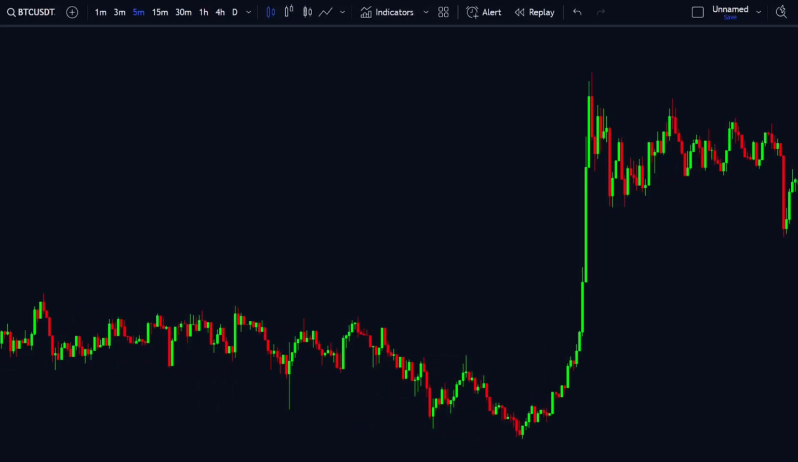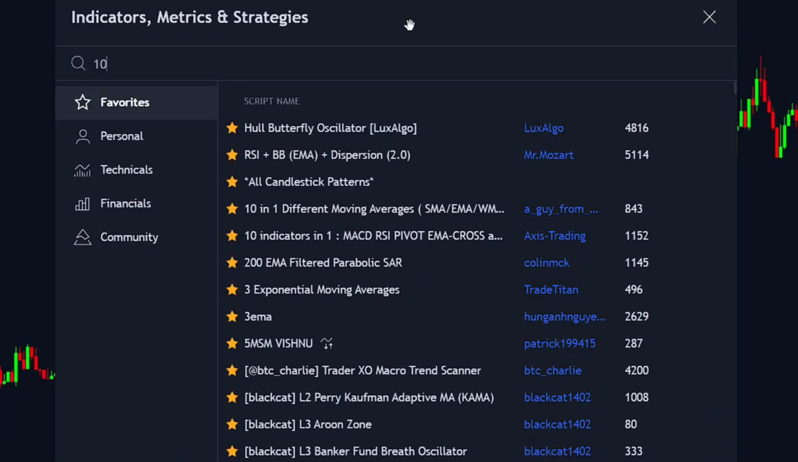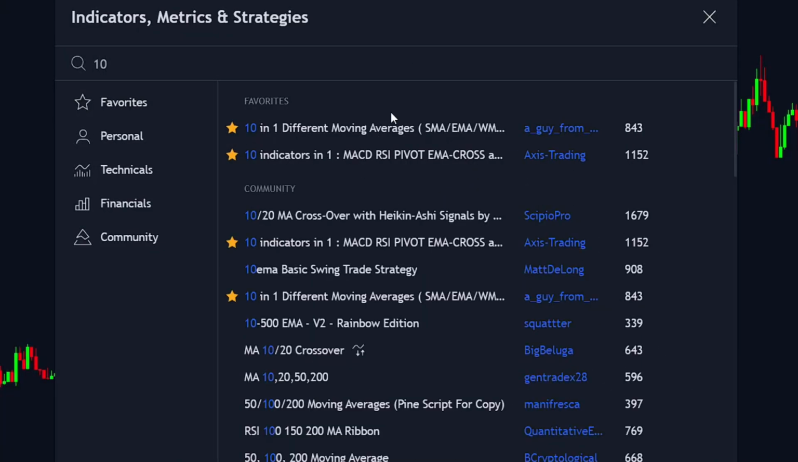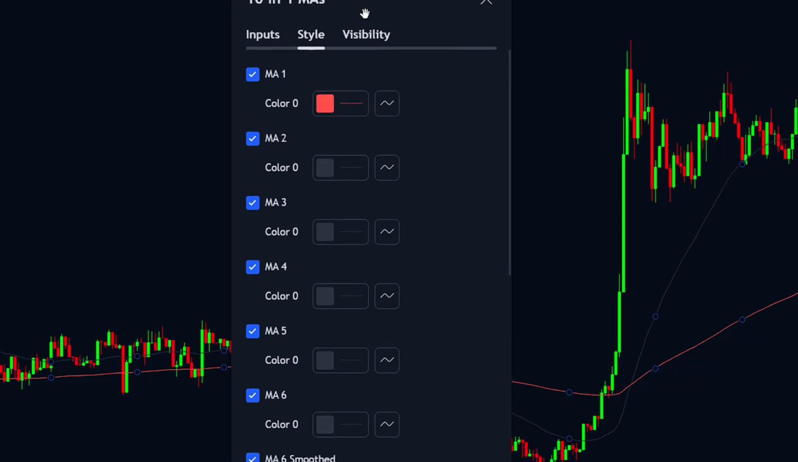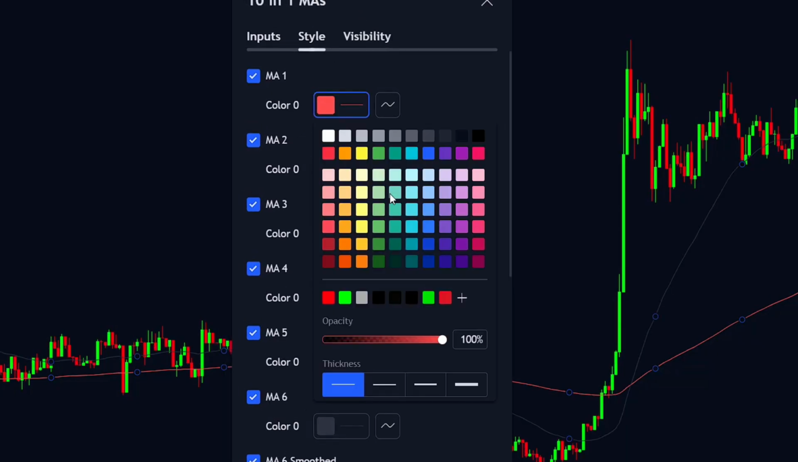First, open tradingview.com and set the time frame to 5 minutes. This strategy can work on other time frames, but for this example, we'll use the 5-minute chart. Next, click on the Indicators tab. The first indicator is called 10 and 1 different moving averages. Open its settings and add the second MA, which is going to be the WMA with a length of 15. In the Style section, make the first MA thicker and color the second MA in yellow.